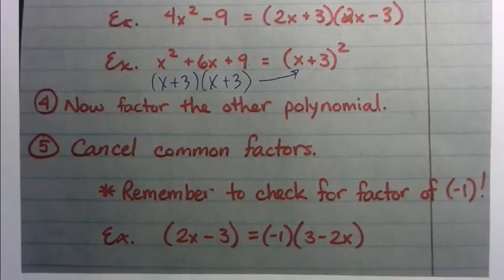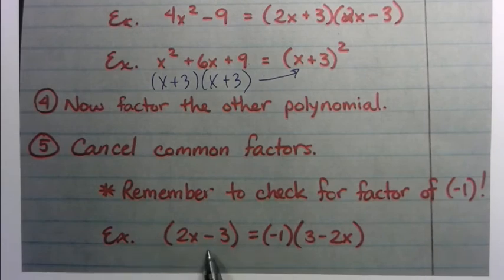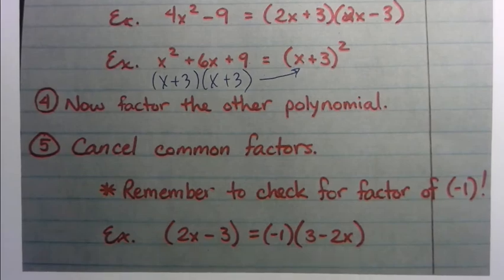Also, keep in mind that you might have factors that are the exact reverse of other factors. And in that case, you might need to factor out or divide out a -1. For example, 2x minus 3, if you take -1 out of it, everything becomes the opposite. The minus 3 will become a positive 3, and the 2x will become a negative 2x.